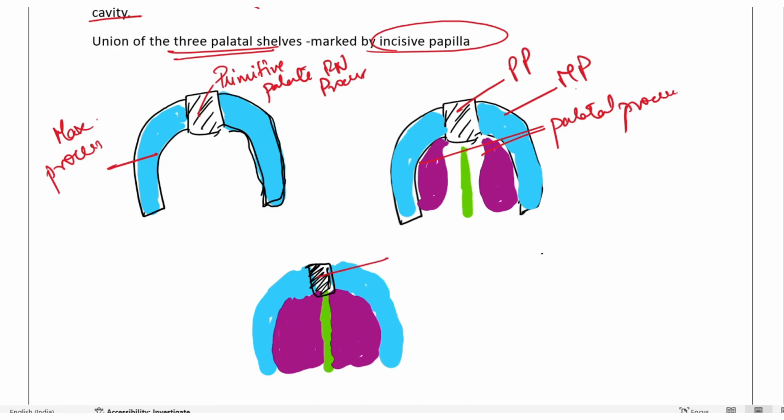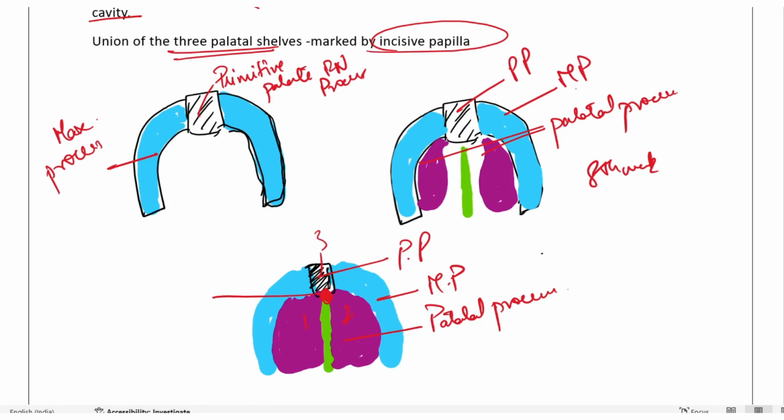Now it fuses. This was during the 8th week. Now they become horizontal. So the primitive palate fuses with the maxillary palate and the palatal processes. Now here the intersection of all the three, 1, 2 and 3, is the incisive papilla. Okay.